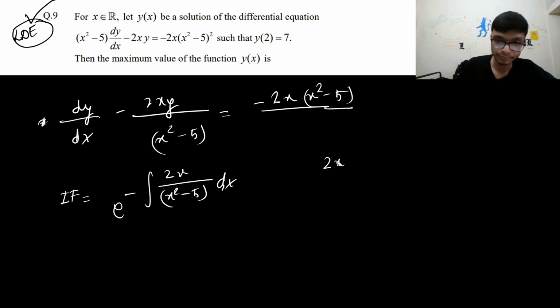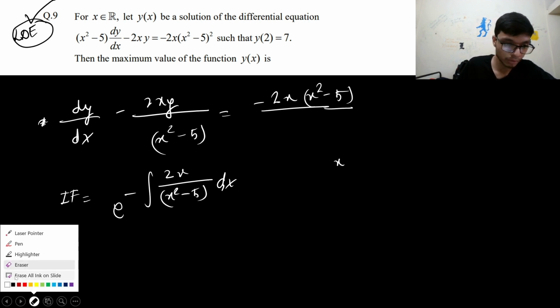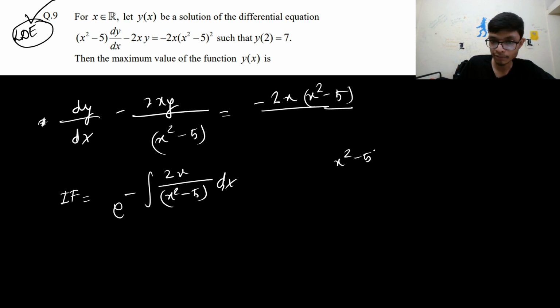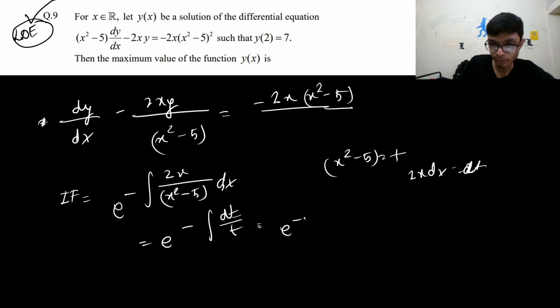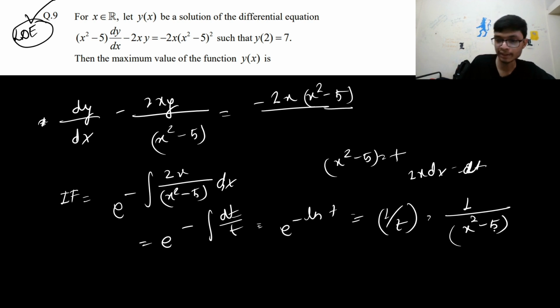If we assume x square minus 5 is equal to t, then 2x dx is equal to dt. Substituting back, we get minus dt by t. So this will become e raised to the power of minus ln t, which is 1 upon t. Substituting back again, we get 1 upon x square minus 5. So that's the integrating factor.